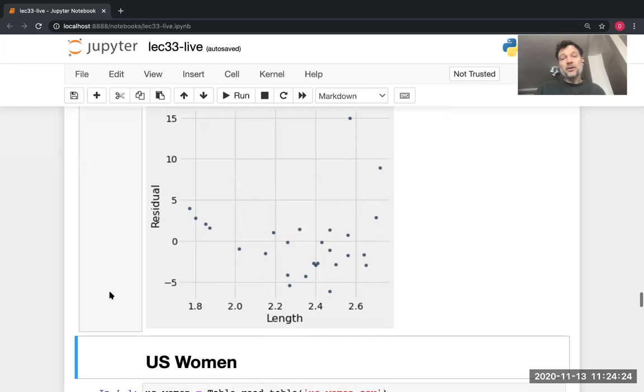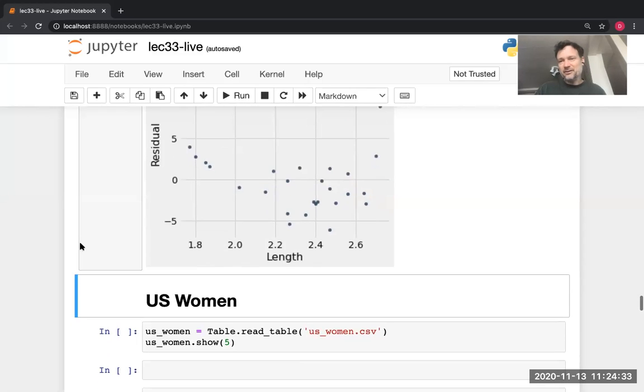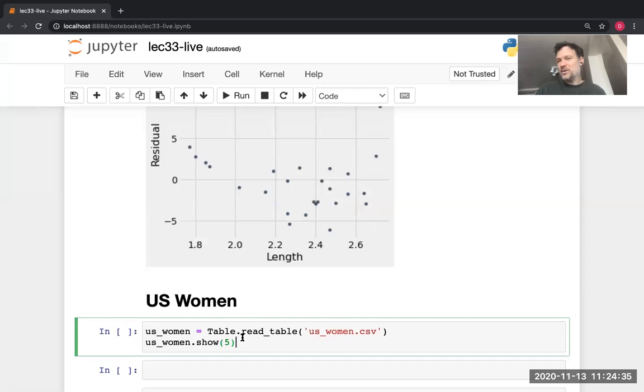Okay. So what you're looking for, you're looking for something not to happen. If this does happen, then maybe it's not a linear association. Maybe linear regression wasn't appropriate. So let's do one more example.